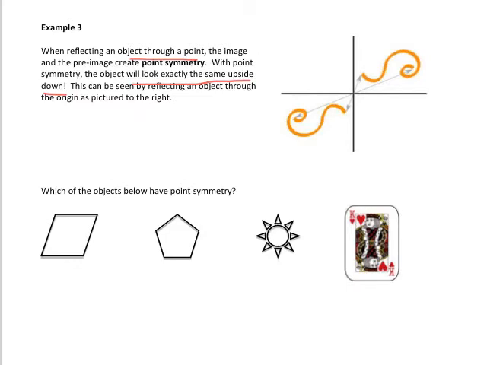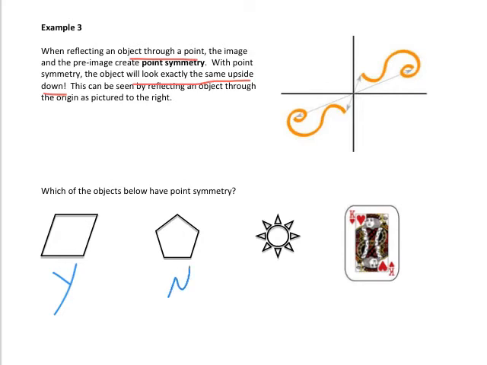So if I look at my examples down here, I've got a parallelogram, and if you rotate this 180 degrees, it's going to look like the same parallelogram. So this one has point symmetry. The pentagon does not, though, because if I rotate him 180 degrees, he's going to be pointing down instead of up, so he's a no.